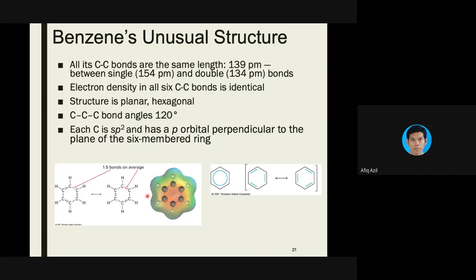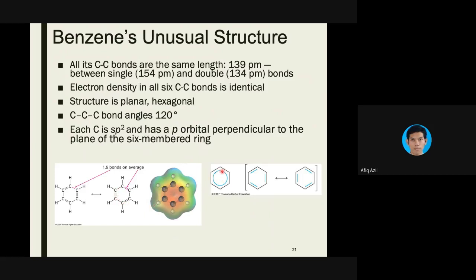So here is a representation using a chemical software, in which we can predict the electron density or the electron cloud in a compound. So the one in red means that is where the electron is mostly situated. Blue means less electron. So that means over here, the electrons are located in the middle.